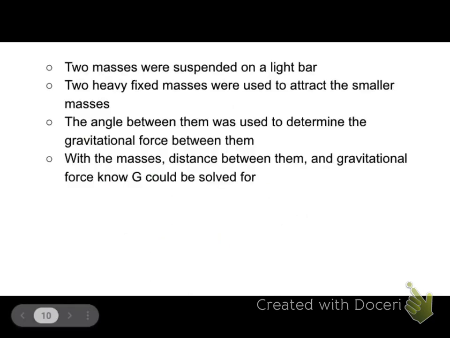Basically, you have 2 masses suspended on a lightweight bar, and then there were 2 fixed masses on the ground that were used to attract those smaller masses. Then they used a laser to determine the angle between them and use that information to determine what the gravitational force between them was. The math is beyond the scope of what we're going to do in this class. And then with those masses, the distance between them and the gravitational force known, they were then able to solve for G.